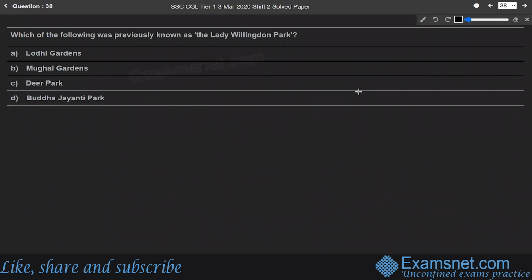Next question is, which of the following was previously known as the Lady Willingdon Park? Let us have a look at the options. Options are Lodhi Gardens, Mughal Gardens, Deer Park, and Buddha Jayanti Park. All these places are located in New Delhi. So let us have a look at them one by one. First is Lodhi Gardens. It was once known as the Lady Willingdon Park. As I told you, it is located in New Delhi and it was renamed after India gained independence from British.